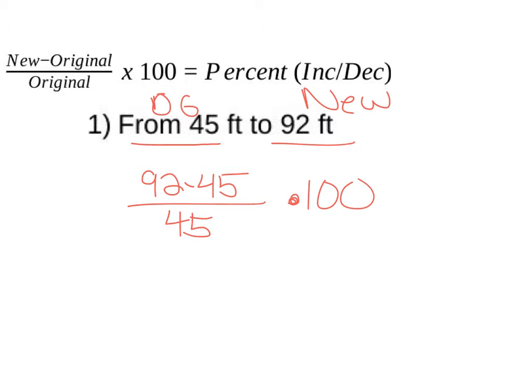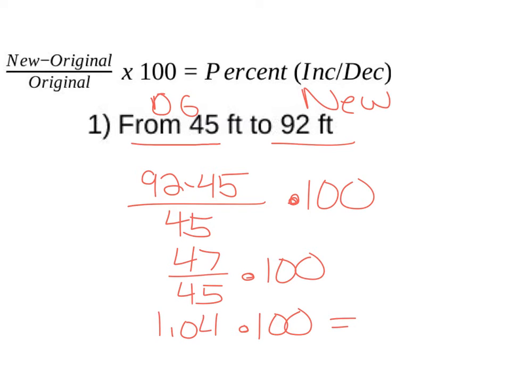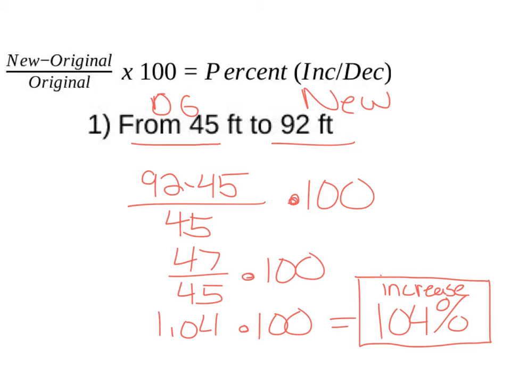So if we plug that into our calculator, that leaves us with 47 over 45 times 100. And actually that's going to end up giving us 1.04 times 100, which is going to leave us with 104% increase. So if we look at that, that makes sense, because 100% would be another 45, and it's actually going a little bit above that, because 45 plus 45 would be 90, and we're looking at 92. So that is an answer basically saying it increased its height, basically doubled its height, plus a little more. So let's take a look at another one.